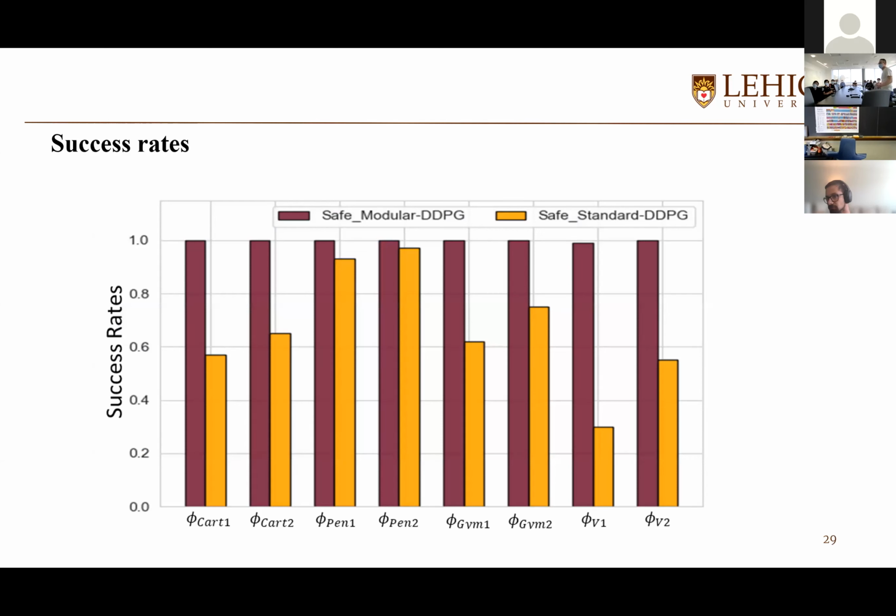So here is the success rate. After I learned the optimal policies, I run 200 runs and compare the percent of runs in which the algorithm satisfies the task exactly. I compared with the standard DDPG with safe. We can see that because of the nonlinear regression properties, applying it directly has very poor performance, especially for the complex task over the infinite horizon.